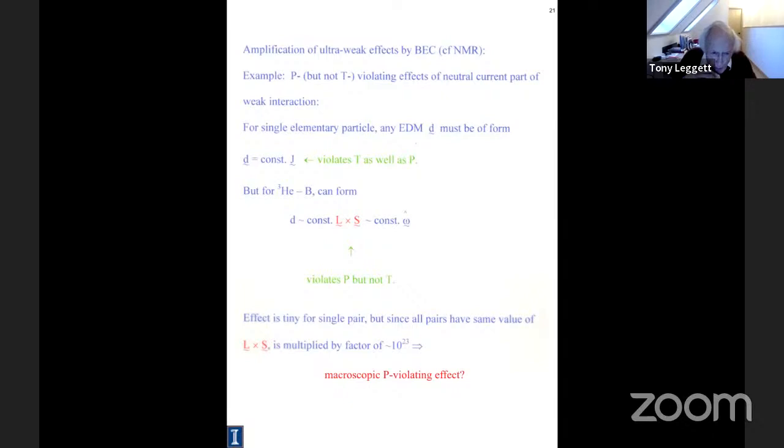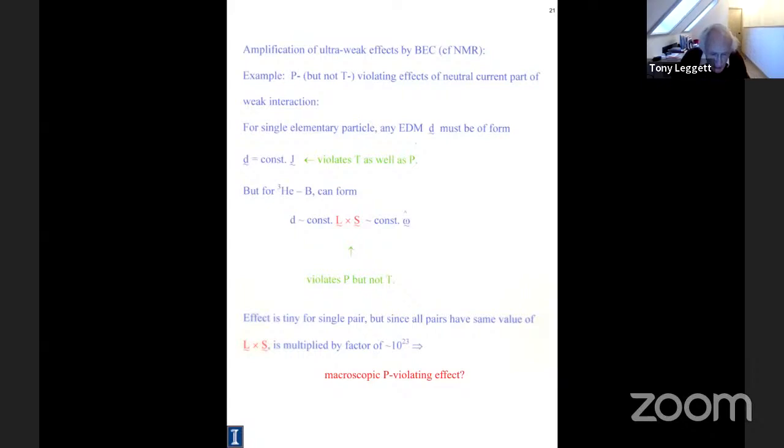It concerns the effects of the neutral current part of the weak interaction, which violate P but not T. That's, I think, something like 99.5% of the weak interaction. Could you see the effects of that amplified by Bose condensation in superfluid helium-3? Well, for a single elementary particle, if it has an electric dipole moment, it must, by the Wigner-Eckart theorem, be proportional to the total angular momentum J. And that formula, that D is proportional to J, violates not just P, but also T. So you're not interested in that.